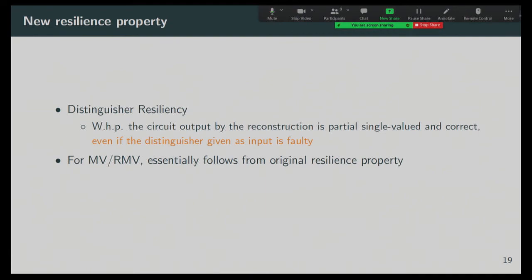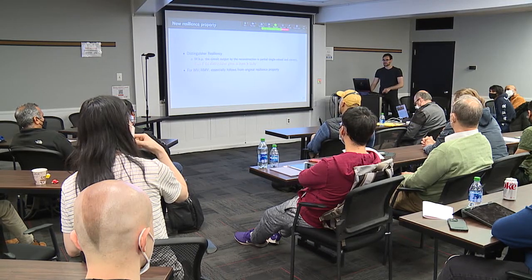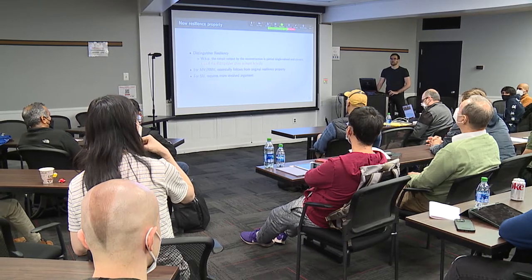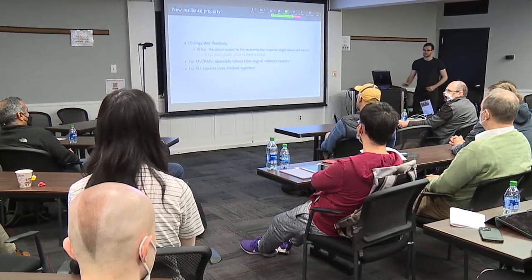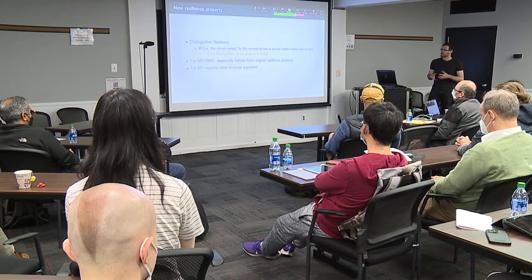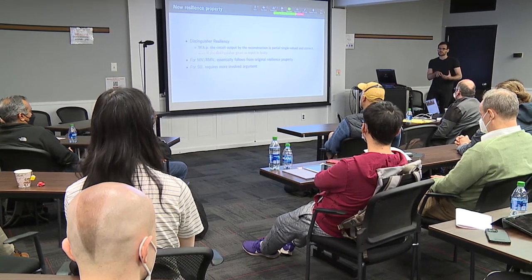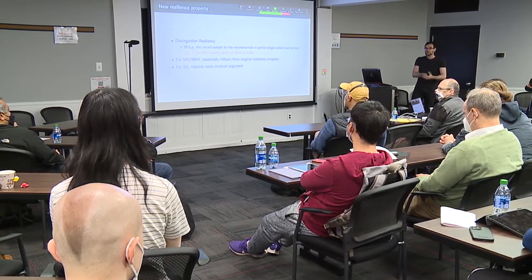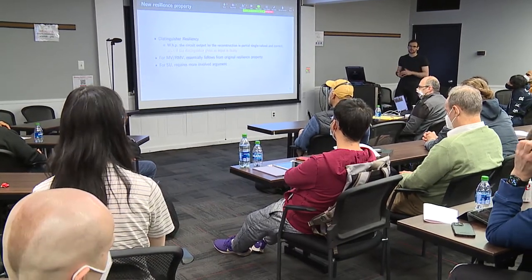Do you need to assume the distinguisher only accepts a few strings? For NV and RMV, yes. For SU, no, you don't need that. No. So it still needs to be a distinguisher that accepts few strings. For NV, very few. For NV, that's not necessarily just a half.